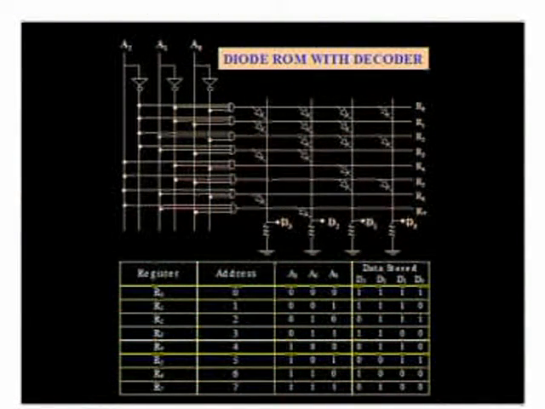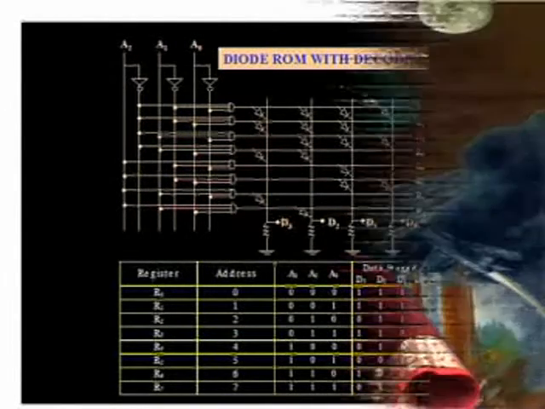So when you apply the control lines, that is A2, A1, A0 equal to 0, 0, 0, only the first AND gate is enabling, because we are getting the 1, 1 through the inverter. All other AND gates are disabled. So you will get a high output in the corresponding line. The corresponding diode will conduct. So the output will be 1, 1, 1.